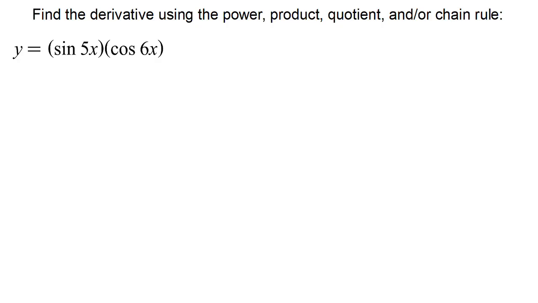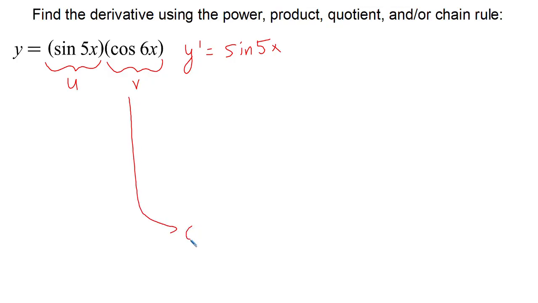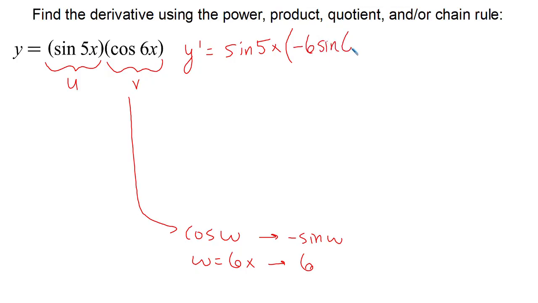So just 3 more here to go. We've got sine of 5x times the cosine of 6x. So once again, we've got a product rule, u times v. So our derivative, right here, y prime, should be u, sine of 5x, times the derivative of cosine of 6x. Well, that's the cosine of w, where w is 6x. So the derivative should be negative sine of w times 6. So we'll have times negative 6 sine of w.